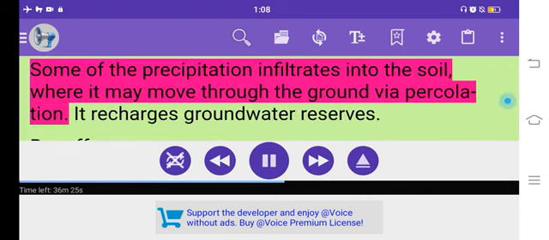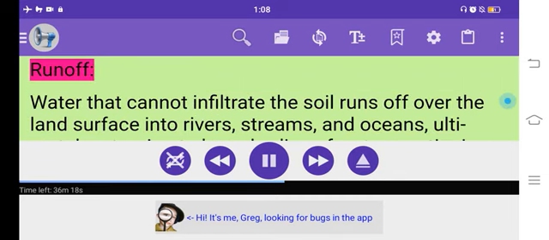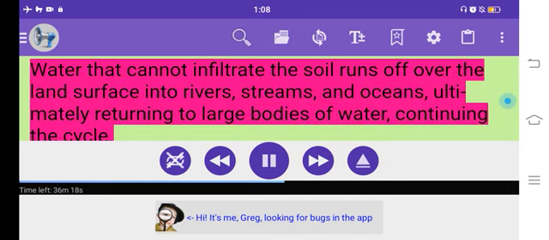Infiltration and percolation: some of the precipitation infiltrates into the soil, where it may move through the ground via percolation. It recharges groundwater reserves. Runoff: water that cannot infiltrate the soil runs off over the land surface into rivers, streams, and oceans, ultimately returning to large bodies of water, continuing the cycle.